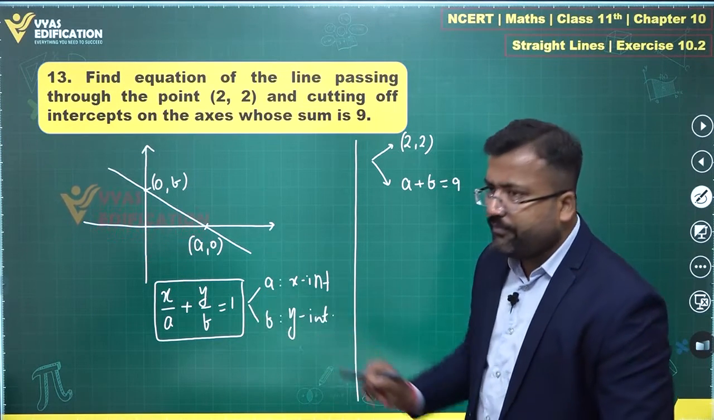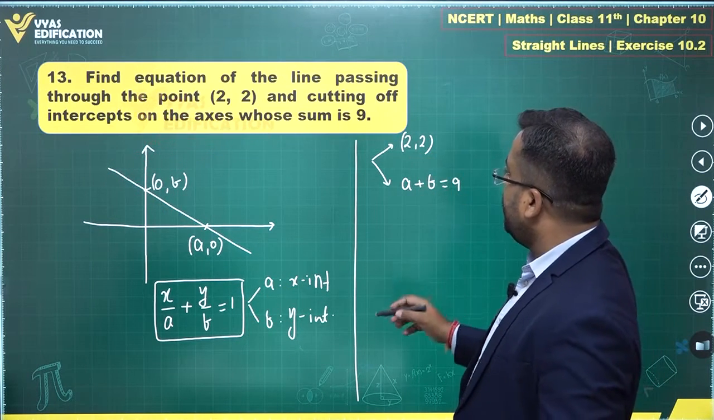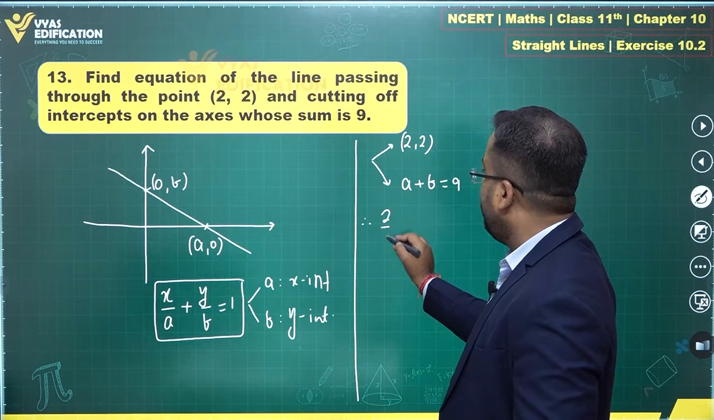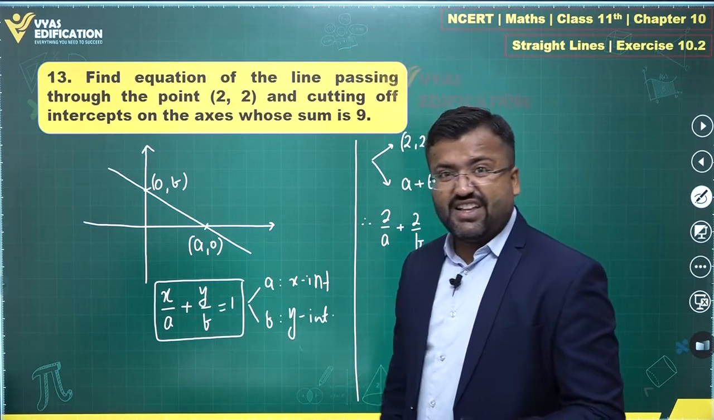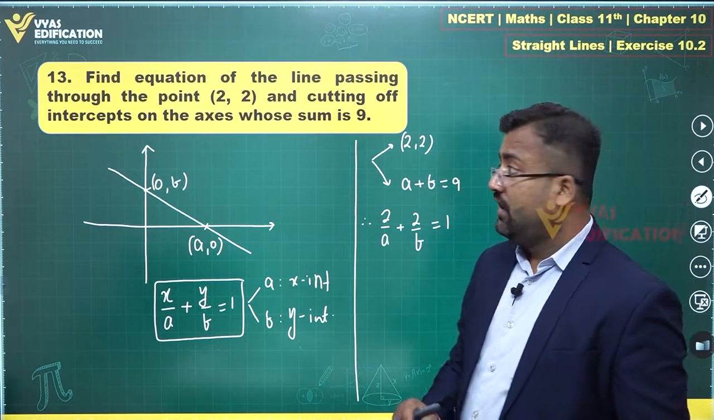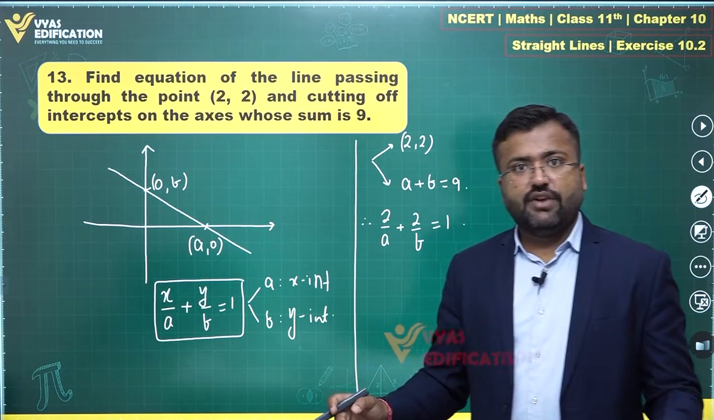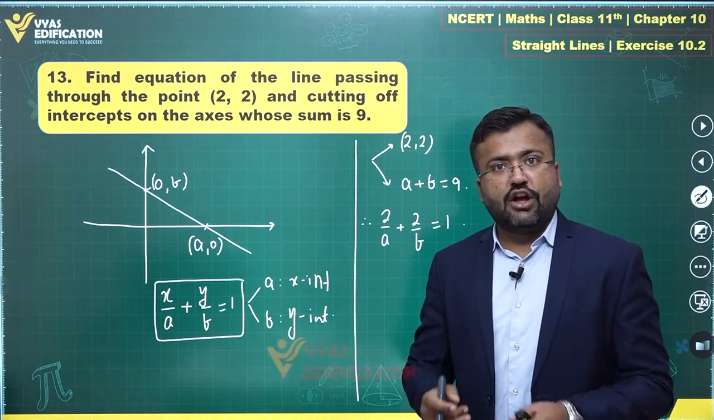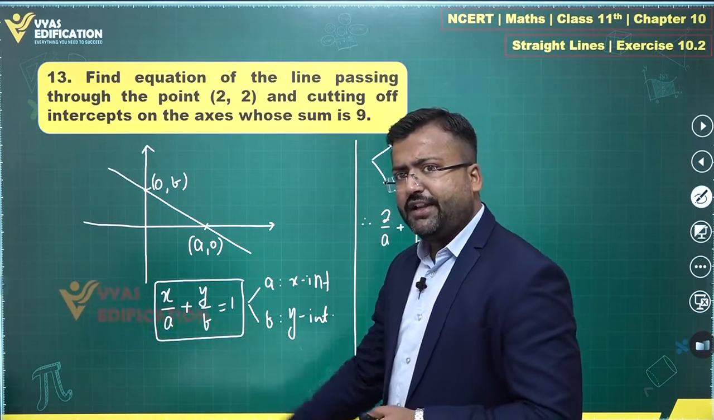And I'll use the intercept form. If this is the line and it passes through (2, 2), then 2 upon a plus 2 upon b will be equal to 1, because the point (2, 2) will satisfy this line. I have one condition, and I have another condition. Can I get the values of a and b? Yes, I can easily solve these two equations to get the values of a and b. That is what I am interested in for getting the equation of the line.